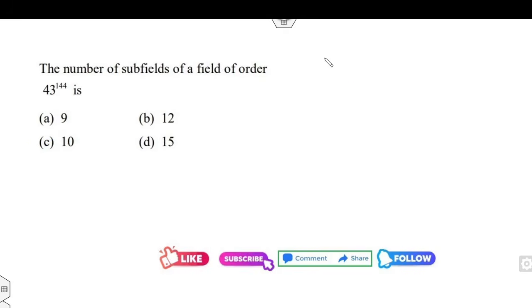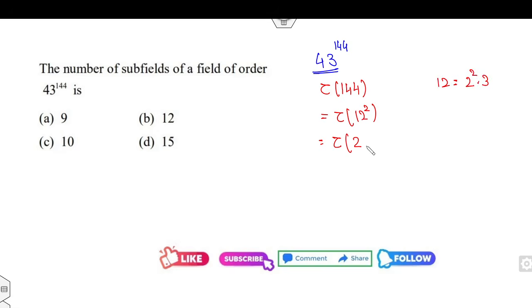Number of subfields of order 43 raised to power 144. Clearly 43 is a prime number. So the right answer is tau of 144. It's 12 squared. 12 I can write as 2 squared into 3. So it's 2 raised to power 4, 3 raised to power 2. Can you find the tau of this? 4 plus 1, second power is 2 plus 1. So that is 5 into 3. 15 is the right answer of this problem.